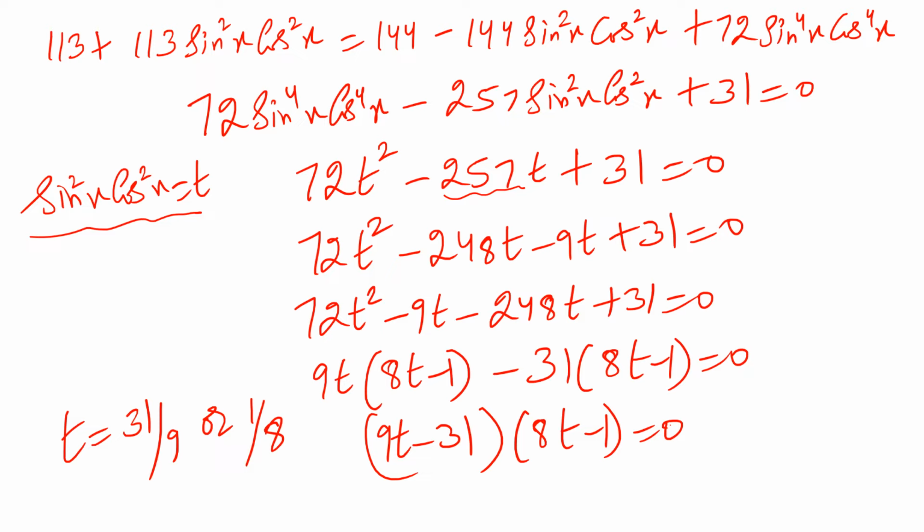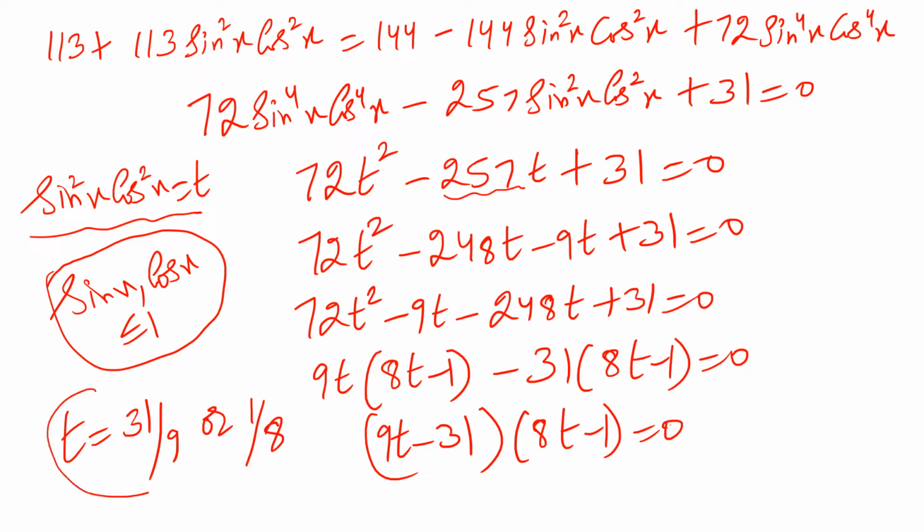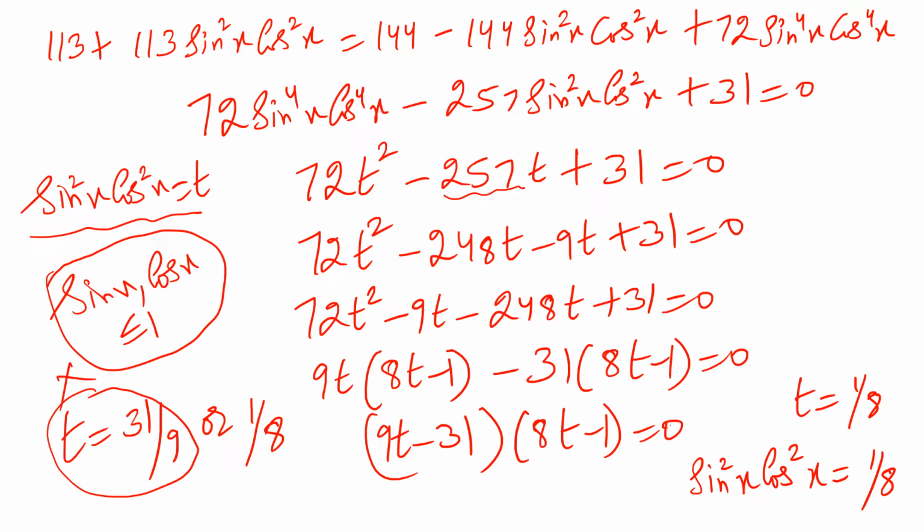Now students, we know that both sin x and cos x are always less than or equal to 1. So that means sin square x into cos square x cannot exceed 1. So obviously this value is going to be rejected. So that means t is just equal to 1 upon 8. Fine. That means sin square x into cos square x is equal to 1 upon 8. Now we move further.